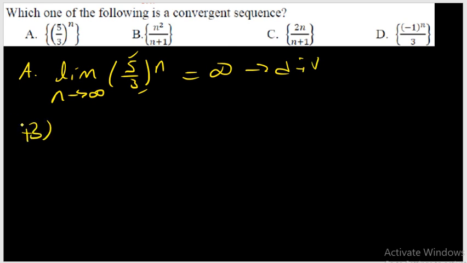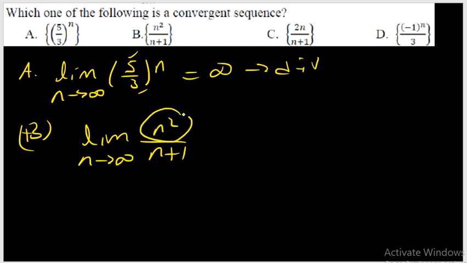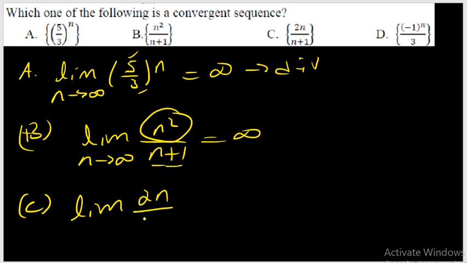And when you go to B, again the limit of n square over n plus 1, as n goes to infinity, the degree of the numerator is larger than the degree of the denominator. So as n goes to infinity, it will be again infinity, divergent. When you go to C, the limit of 2n over n plus 1. Here the degrees are the same. So if you divide each of them by n, the limit will be 2. This is convergent.